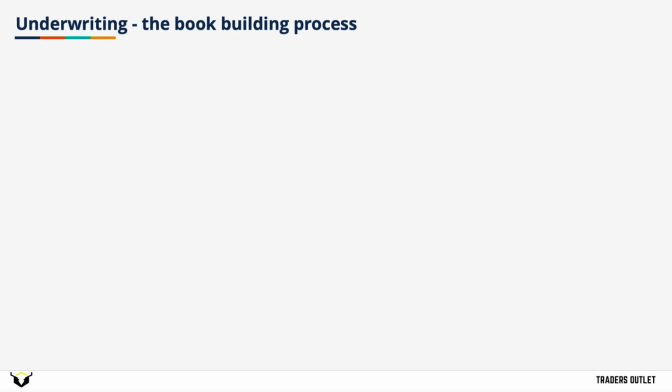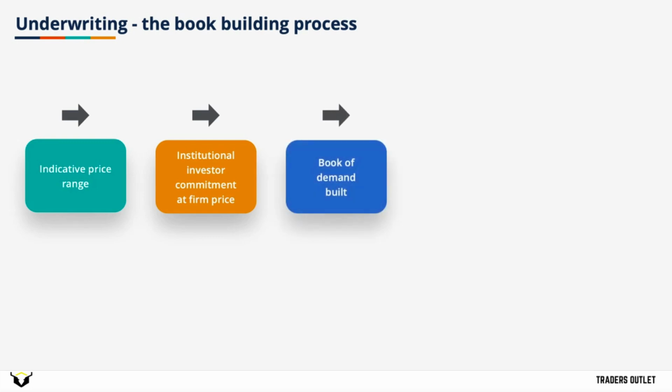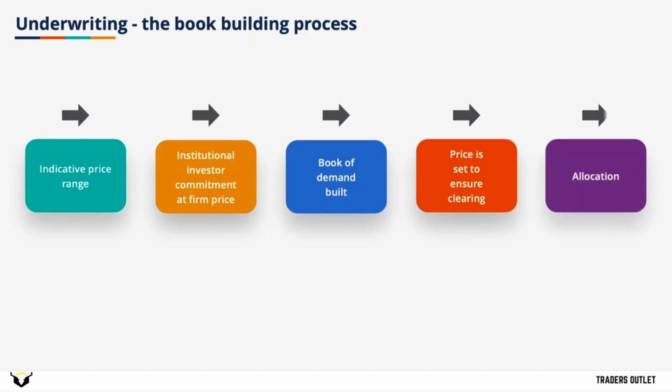Let's take a look at the book building process within underwriting. It starts with an indicative price range where the advisors and underwriters feel the demand will be. They then go out and meet with institutional investors to get commitments from them at specific prices. And based on those prices, they're actually able to build an order book, or a book of demand, where they can see where all the institutional investors are willing to invest, how many shares, and at what price. And once they have that book of orders built, they're then able to go through it and set the price, which is the clearing price, ensuring that all of the orders that are needed for the deal will actually be filled. Then they go to allocation.